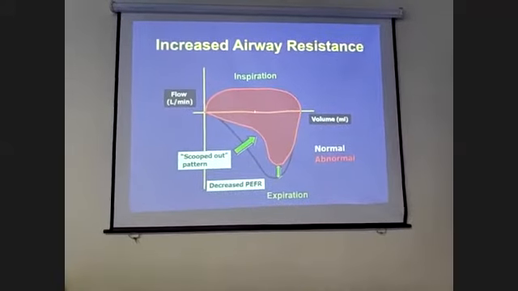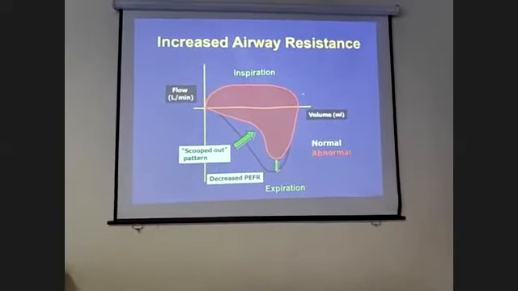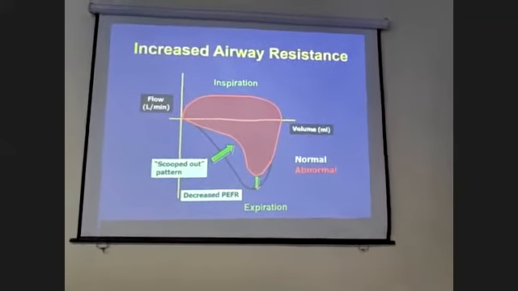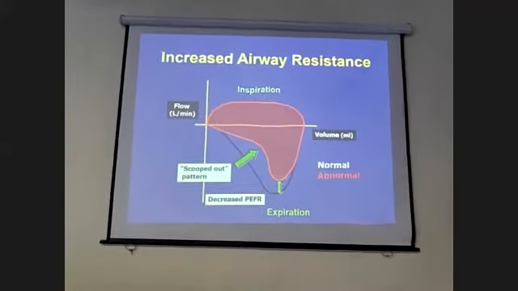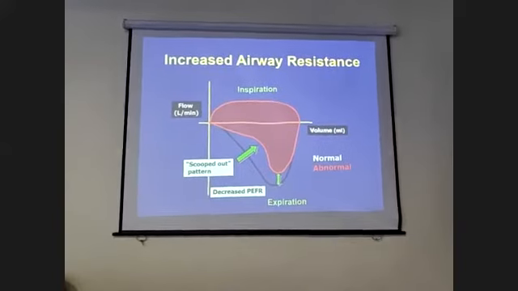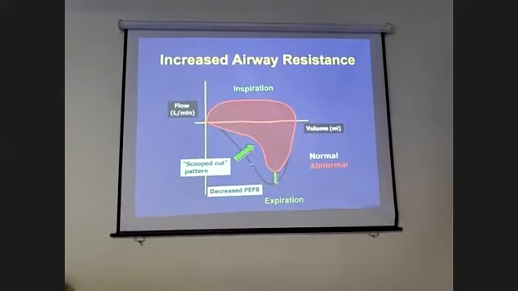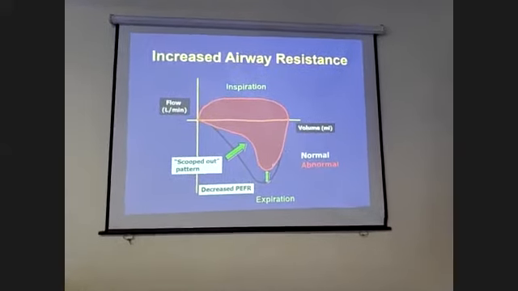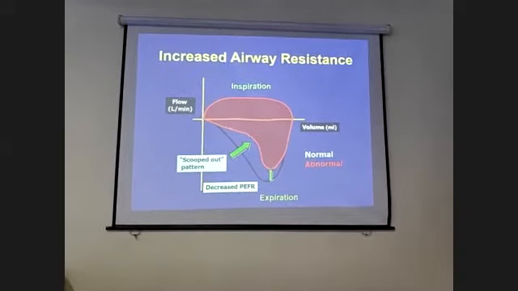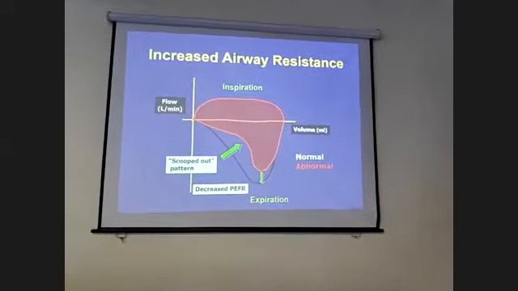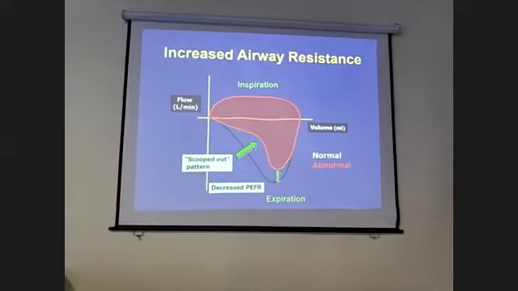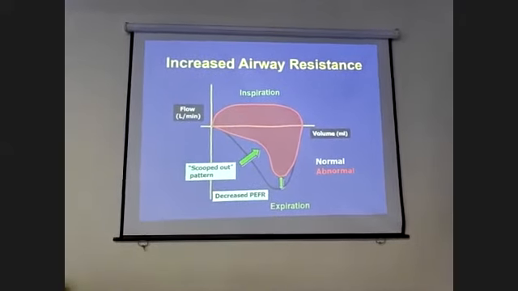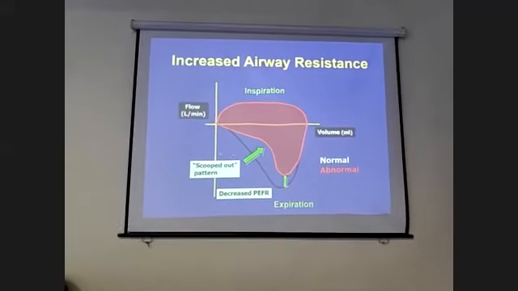Increased airway resistance. Here, the peak inspiratory flow is fine. Because of airway resistance, the patient is not able to exhale the amount of volume which is there inside the lung. So what is happening? This is the actual loop which should have come, but it is developing a loop which is much shorter than the normal loop. That means the patient has not been able to take out the amount of air which was there inside him. And it gives rise to a picture that is called a scooped out pattern.